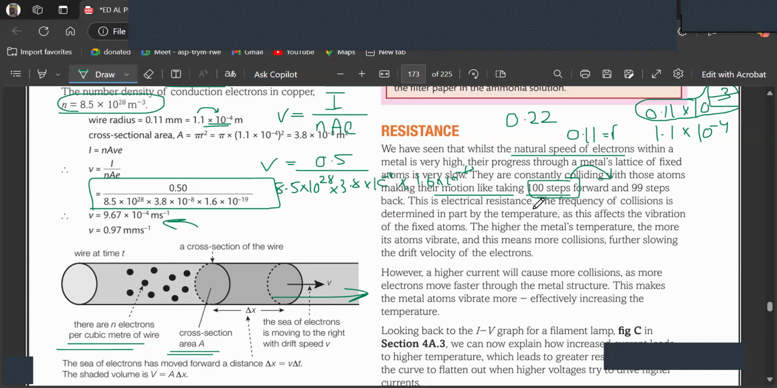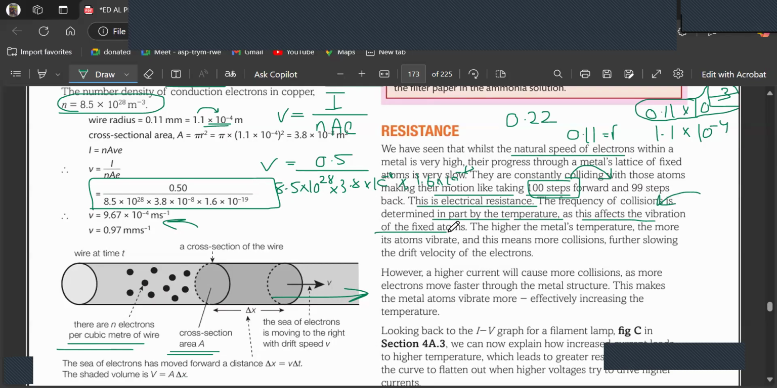Opposition to the flow of electrons is known as resistance, because the higher the resistance, the lesser the flow of electrons, and the lesser the current that would pass. It's all due to the collisions, as they are colliding with the atoms. This is electrical resistance.